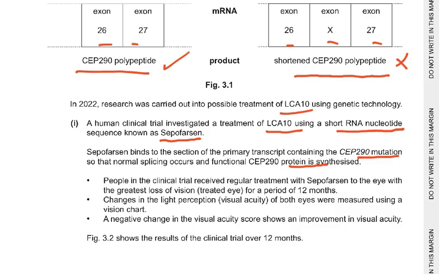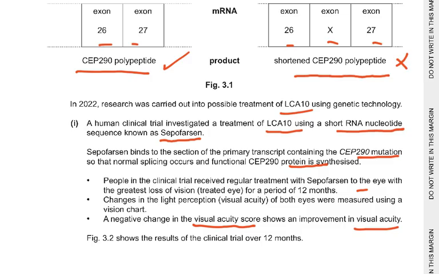People in the clinical trials received regular treatment with ciprofloxacin to the eye with the greatest loss of vision, the treated eye, for a period of 12 months. Changes in the light perception and visual acuity of both eyes are measured using a vision chart. A negative change in the visual acuity score shows an improvement in visual acuity.